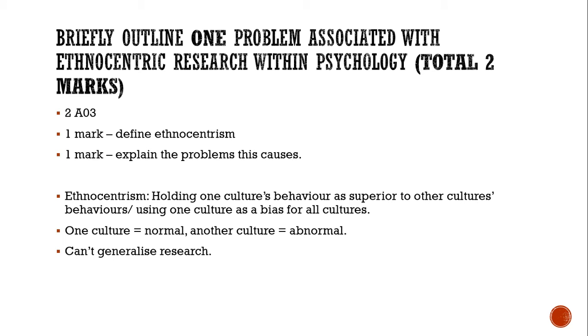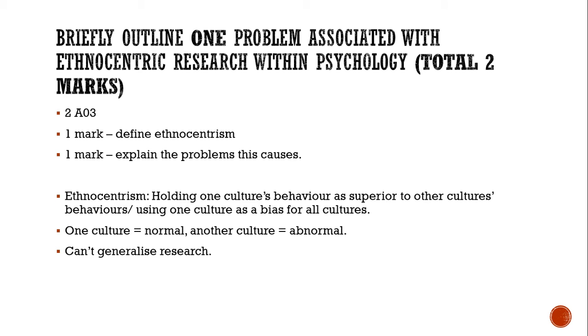So briefly outline one problem associated with ethnocentric research. You get 1 mark just for defining ethnocentrism, because within the definition itself you're clearly evidencing some kind of issue, and then you want to go on to extend and explore that problem a little bit further. So hopefully what you did is you spoke about ethnocentrism as holding one culture's behaviour as superior to other cultures, or using one culture as a bias or as a way of judging other cultures. So this is normal, this is abnormal, and there's really good definitions in the Cat book and the Green Haired Girl book, which are far better than the ones on the PowerPoint slide.